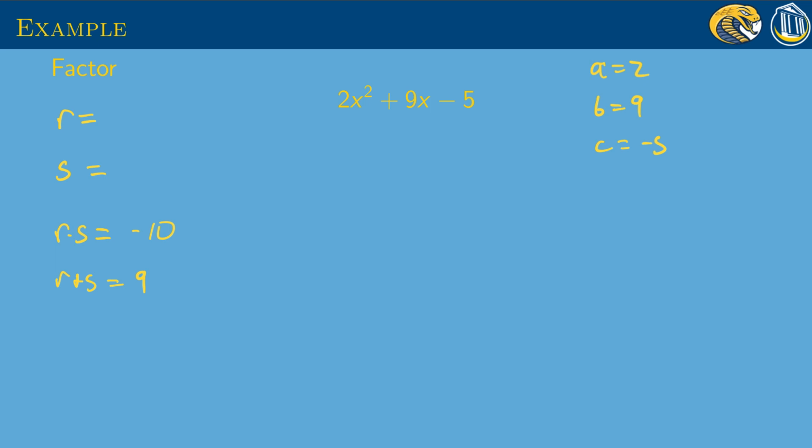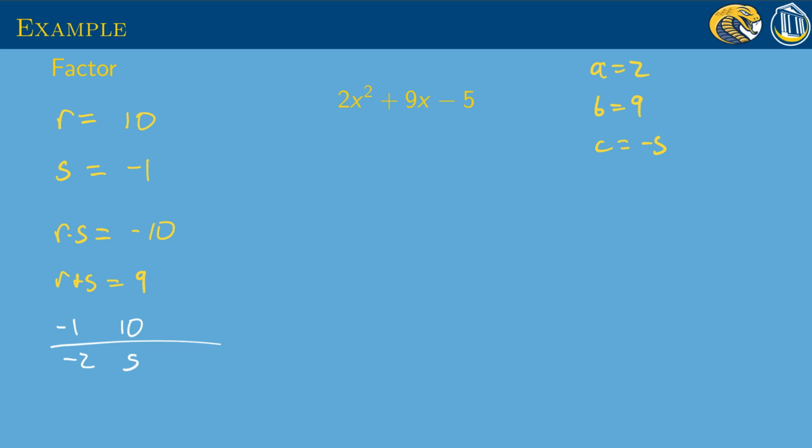Once again, we can write out factors of minus 10. In this case, we'll have minus 1 and 10, minus 2 and 5, but hold up, we can actually stop right at that first one. Minus 1 plus 10 is indeed 9. So let's go ahead and write that in. R is 10, and S is minus 1.